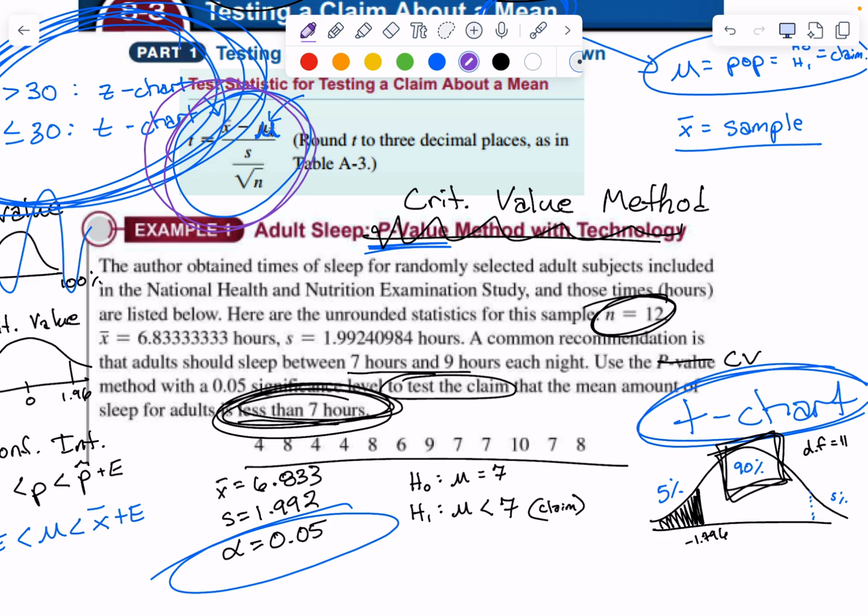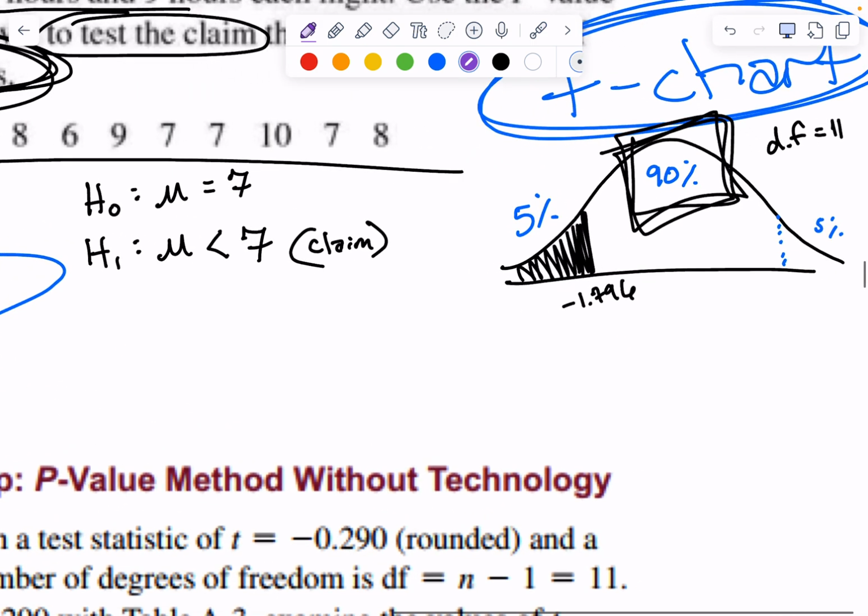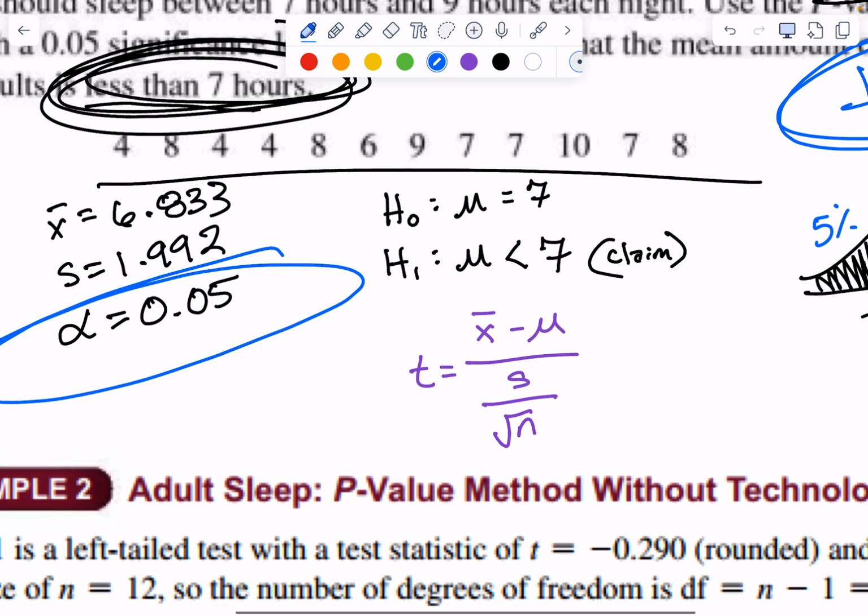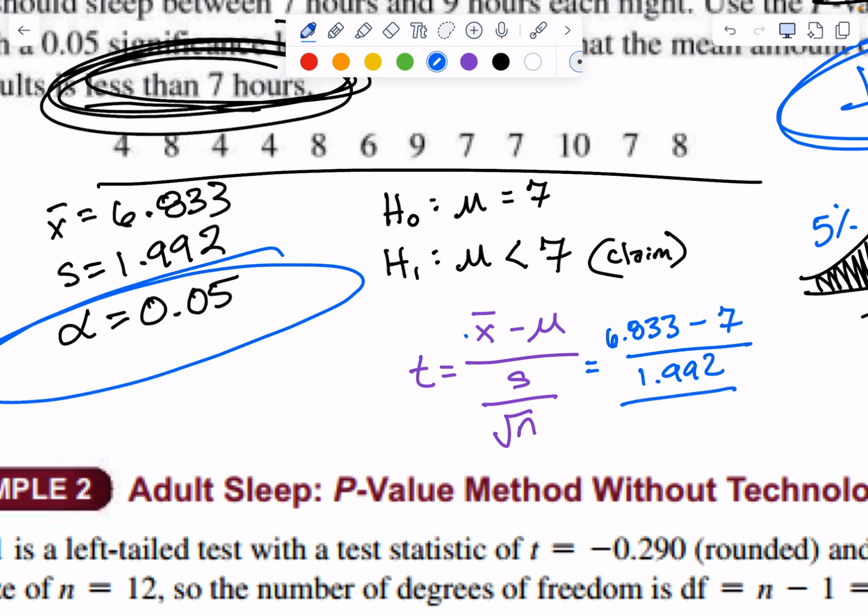formula right here. You want to share that with the class? T equals x bar minus mu over s over the square root of n. So x bar, we said, was the average, which they gave to us, the 6.833 number, minus, what's mu? 7, over s, which is 1.992, over the square root of 12. Okay? Now here's the deal. You have to put those in parentheses. According to my data, 6.833 was the average number of hours of sleep for my 12 people, right?